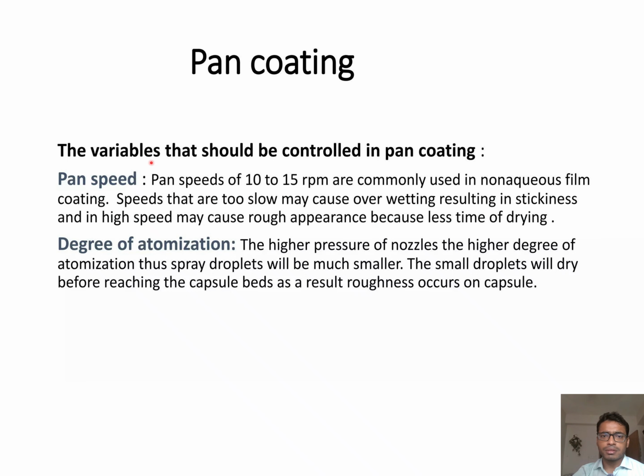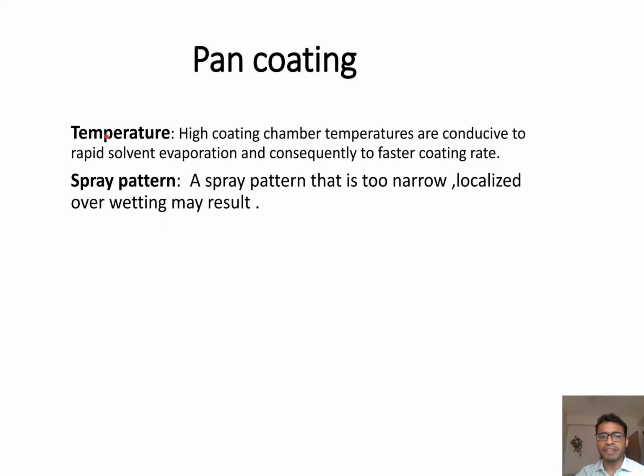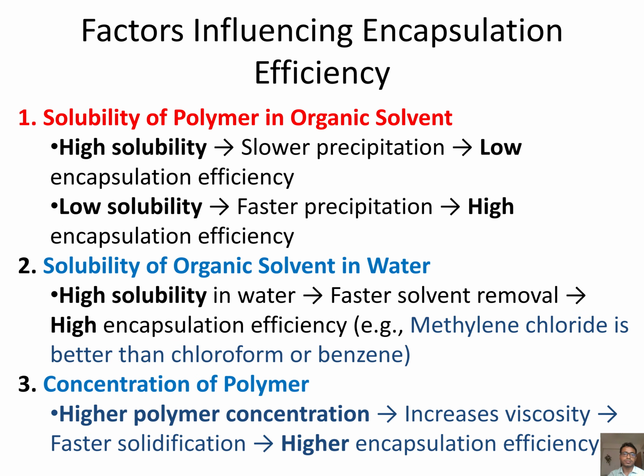So pan coating principle: pan speed is a factor, degree of atomization is a factor, spray pattern is a factor, then coating material is a factor. There are a number of factors. Temperature is a factor, spray pattern is a factor. So these are the factors of pan coating, which have been discussed broadly in the tablet coating video. Just go through this.